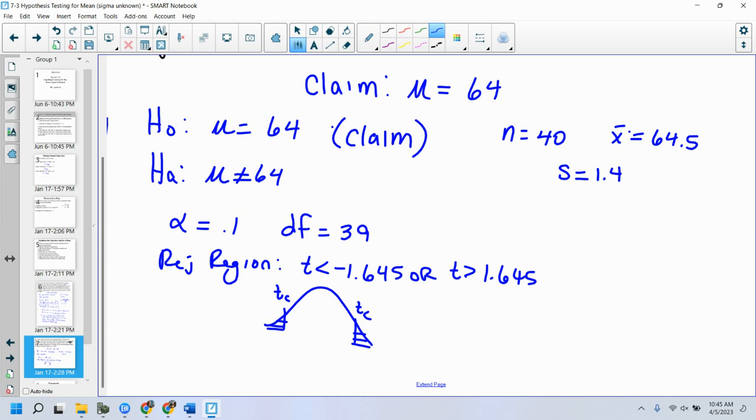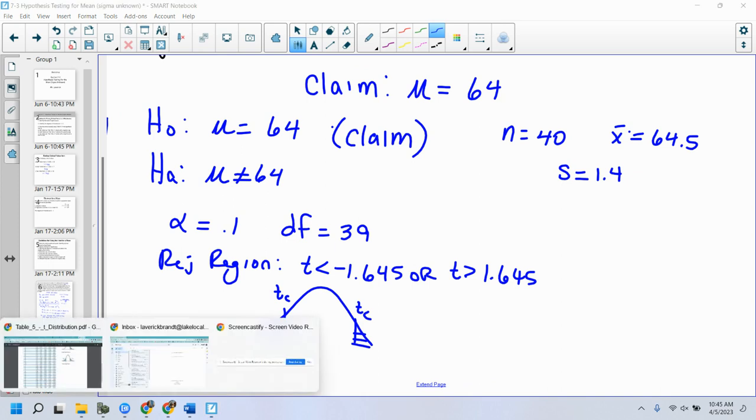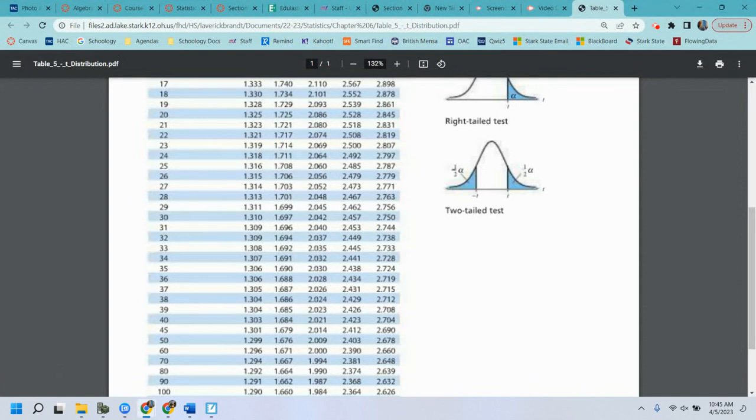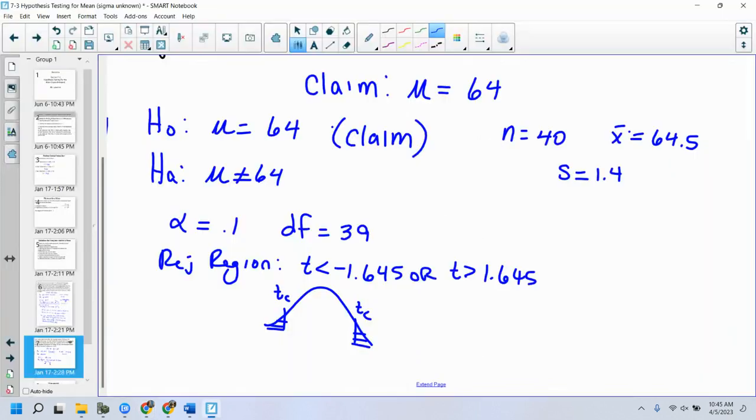Oh, I have 1.645. I better check on that real quick. It was 1.685. Poop. Hey, at least you caught it. Yeah, that's true. There we go. Just turn those 4s into 8s.